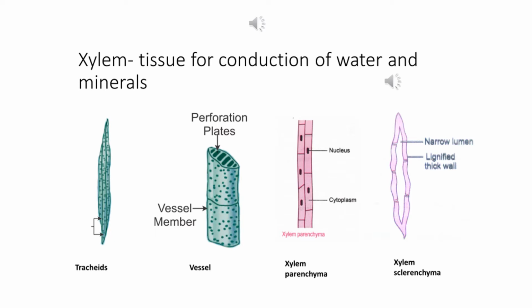The four elements that the xylem is made up of are tracheids, vessels, xylem parenchyma and xylem sclerenchyma. The tracheids are dead elements. They are long tube-like cells. The vessels are also dead elements, but they are devoid of any content and they are placed end to end to form a long narrow tube. Xylem parenchyma is the living structure with a prominent nucleus and cytoplasm. And xylem sclerenchyma is also a dead structure and it provides mechanical support.